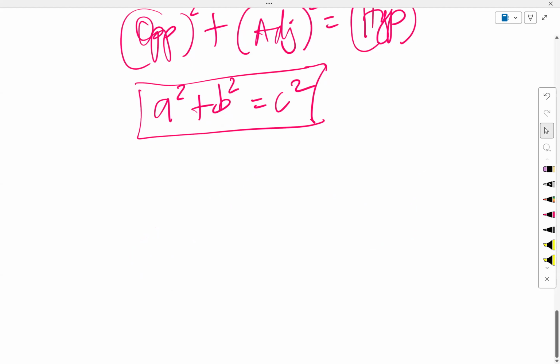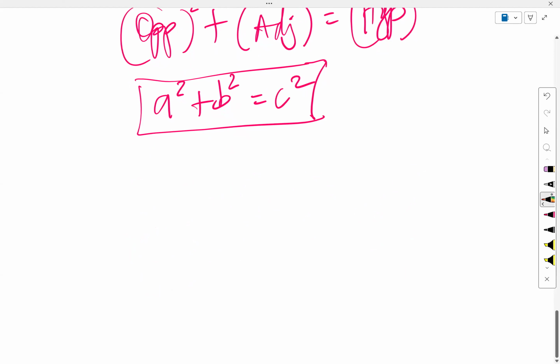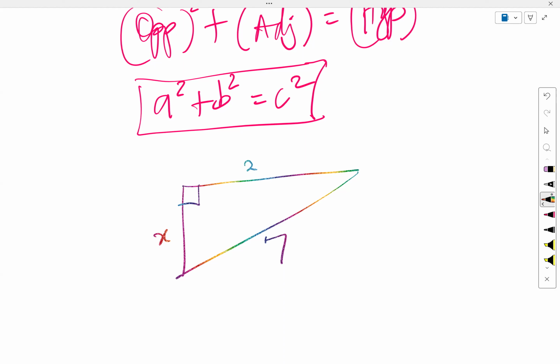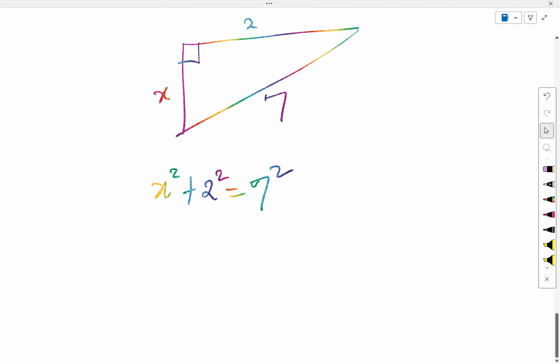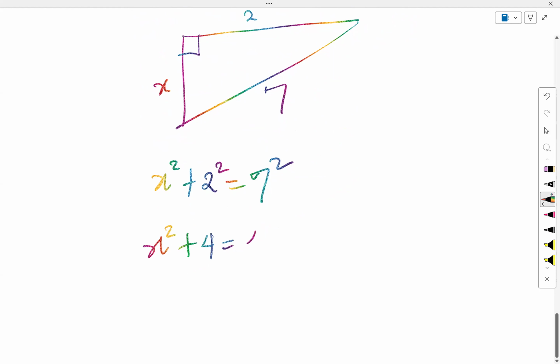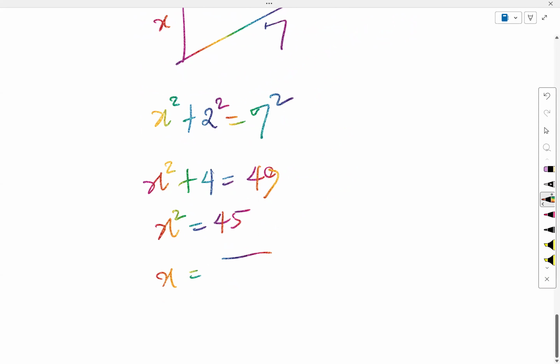So if you have a right angle triangle, it can be anywhere as far as you have this 90 degrees. Let's say this side is 2 and this is 7, for instance, and this is x. You can always get x based on Pythagoras theorem, because you know that x squared plus 2 squared is equal to 7 squared, meaning x squared plus 4 equals 49. That means x squared is equal to 49 minus 4, which is 45. So x alone is the square root of 45.